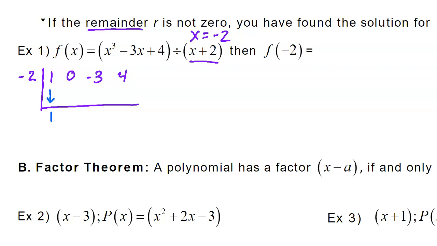I bring down the 1, multiply -2 times 1 and get -2. Add the inside: 0 plus -2 is -2. Multiply again: -2 times -2 is 4. Add -3 plus 4 and get a +1. Multiply -2 times 1 and get -2. And then add 4 plus -2 and you get a remainder of 2.